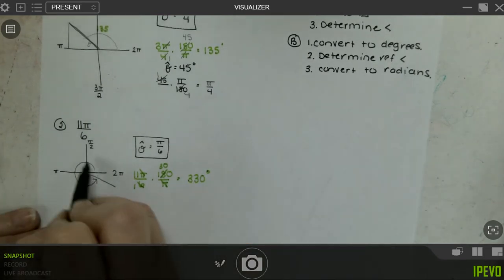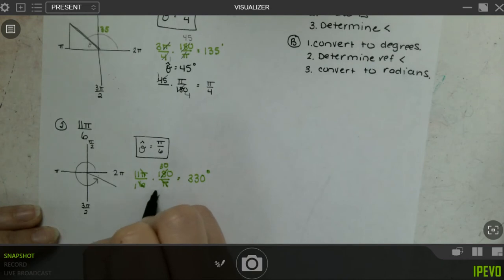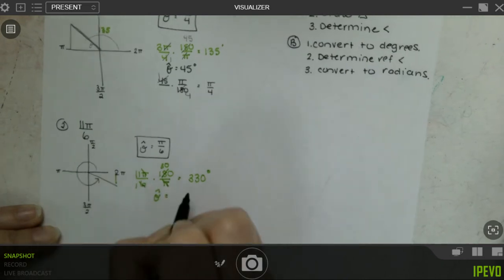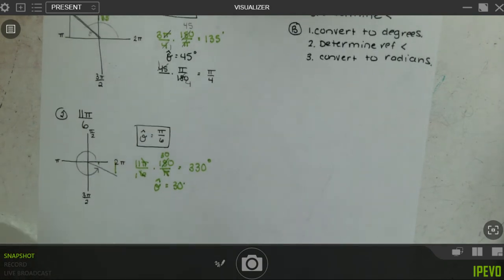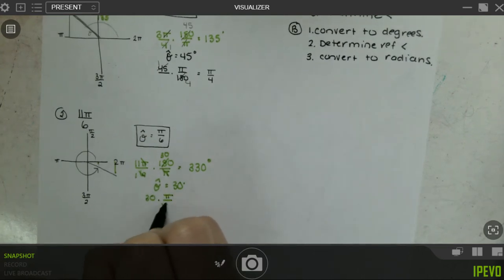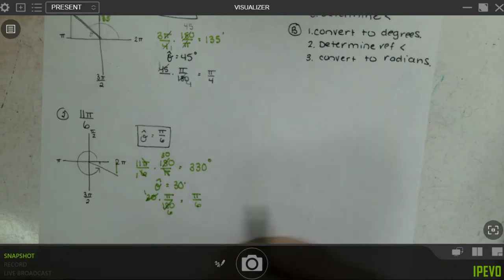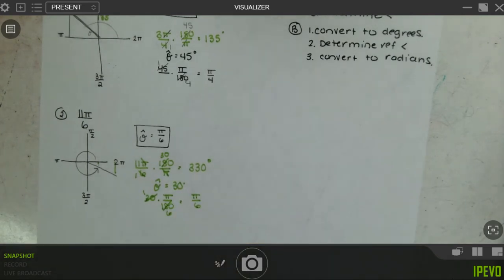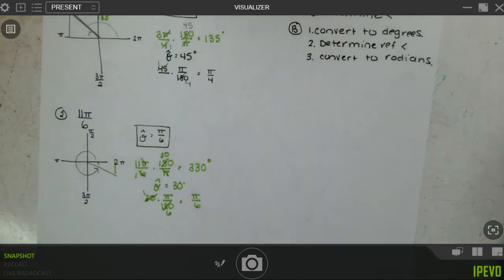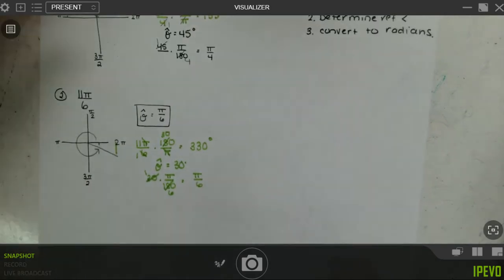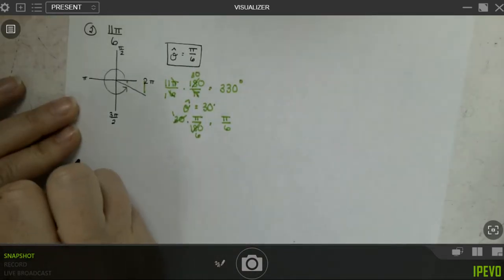That's the angle. The reference angle would be 30, right? And hopefully you remember that from before. And then we need to convert 30 into radians. Pi over 6. So the same answer, 2 methods. All right, so that is how you find reference angle. The next thing we need to talk about is how to evaluate the trig functions.